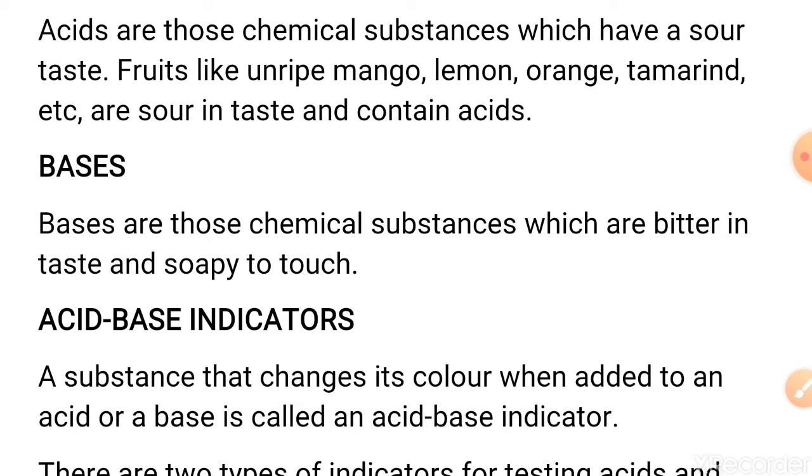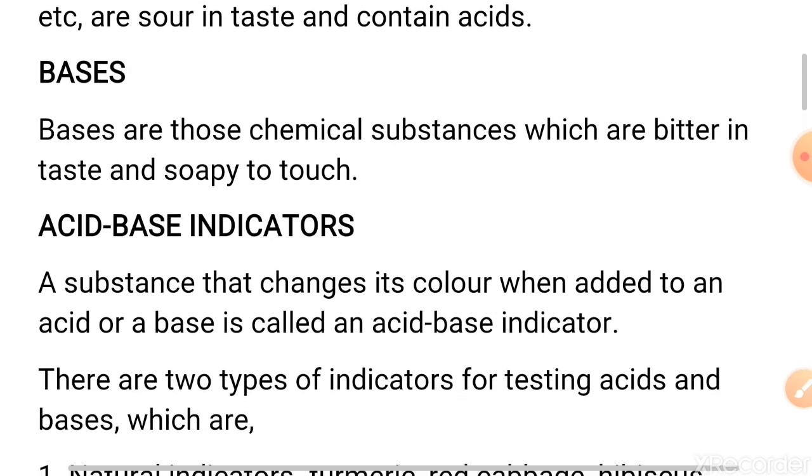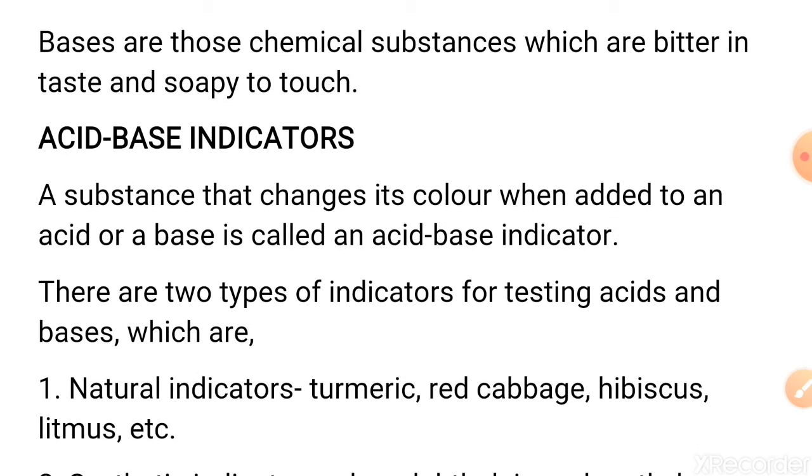These definitions were studied by us in the earlier classes, but students, in laboratory, there are many chemicals, and if we want to find out which one is acid, which is base, by tasting, that would be hazardous, not a good idea at all. So we have some acid base indicators which help us to find out which is acid and which is base. A substance that changes its color when added to an acid or a base is called acid base indicator.